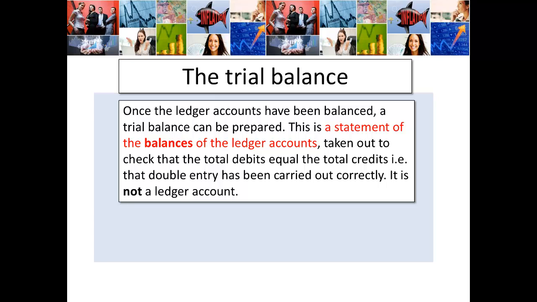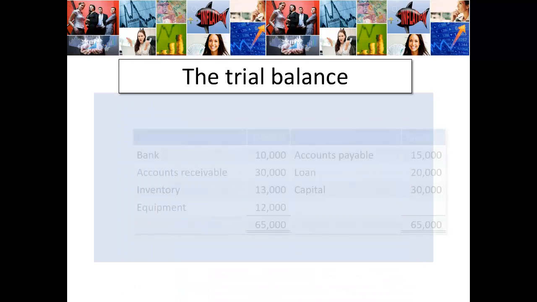Okay, what is the trial balance? Once the ledger accounts have been balanced, then we move on to preparing the trial balance, which is simply a statement of the balances of each of the individual ledger accounts. And they're taken out to check that the total debits equal the total credits. So debits must equal credits, and this is to ensure that the double entry has been carried out correctly. The trial balance is not a ledger account. It's a summary of the different ledger accounts.